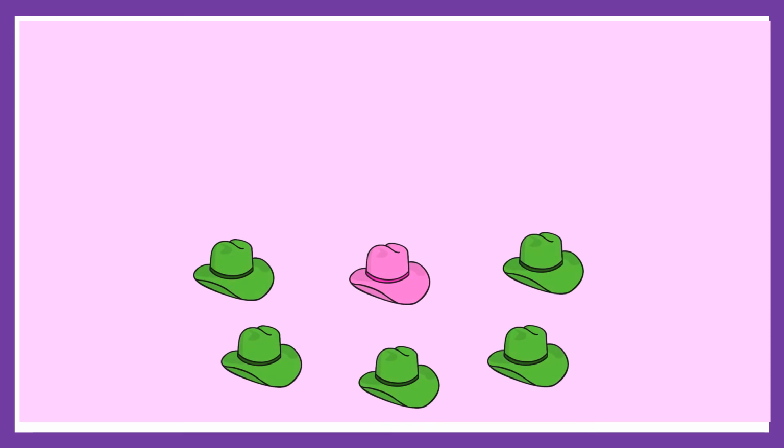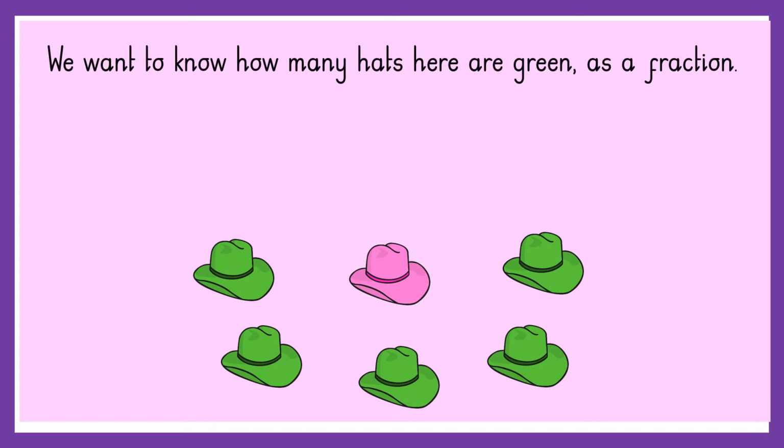Here are some hats. We want to know how many hats are green as a fraction. Well, there are 5 green hats, so the numerator is 5. But we need to write this as a fraction, so we need to find the denominator. How do we do this? Well, we count the number of hats that there are all together. And altogether, there are 6 hats. So the number of green hats as a fraction is 5 out of 6, or 5/6.